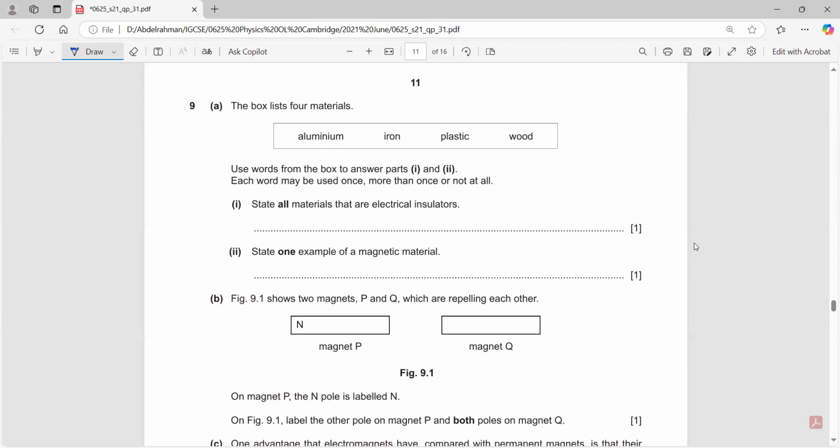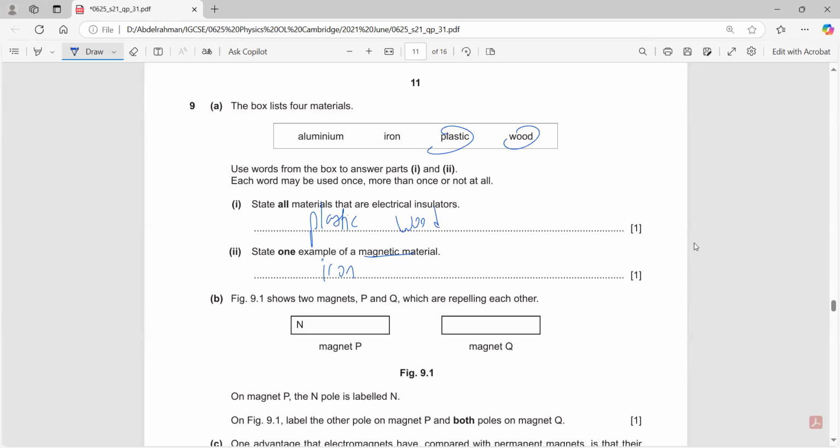All the materials that are electrical insulators, definitely plastic and wood. The one sample of a magnetic material, he's being very specific, a magnetic material is iron. This is the magnetic material.